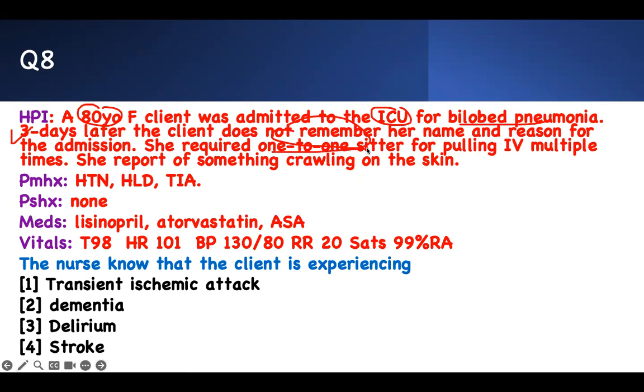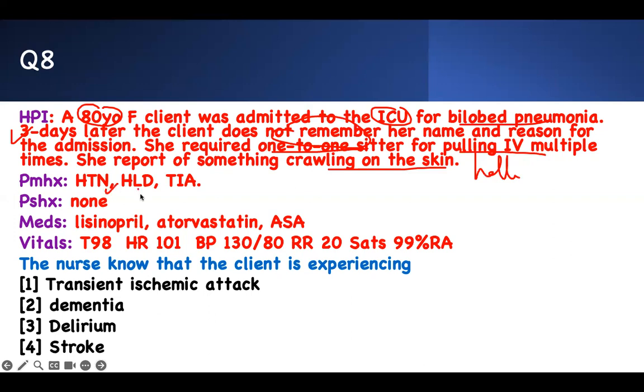There's what? A 1-to-1 sitter because she's pulling her IV. She's confused. She reports something crawling on her skin, hallucination. Put it together. An 80-year-old older patient has an infection, admitted to the ICU. Three days later, she does not know where she is, pulls her IV, and is confused and hallucinating. What do you think? They just want to confuse you.